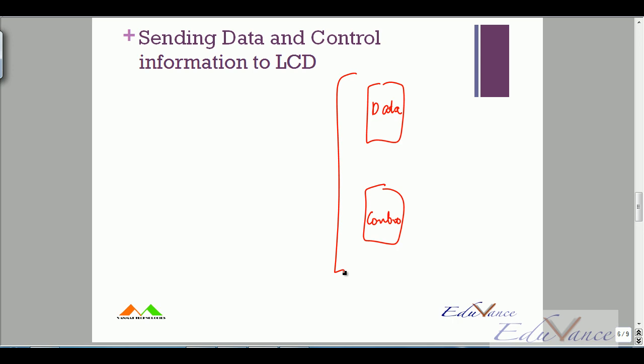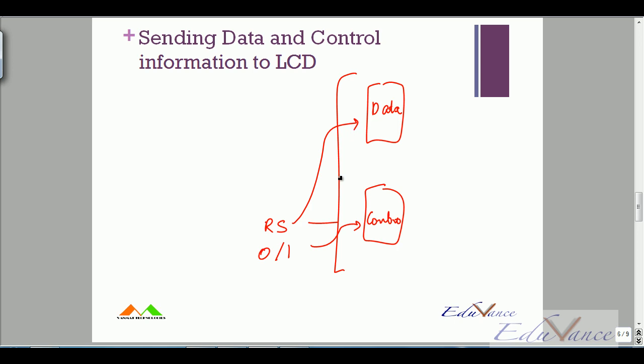I would like to spend 2 minutes quickly recapping data and control information. To send either of the two, as I said, there is a data register and then there is a control register. How does my LCD know which register I am sending information to? That is because of my RS pin. If my RS is 0, I would be sending control information. If my RS is 1, then I would be sending data.